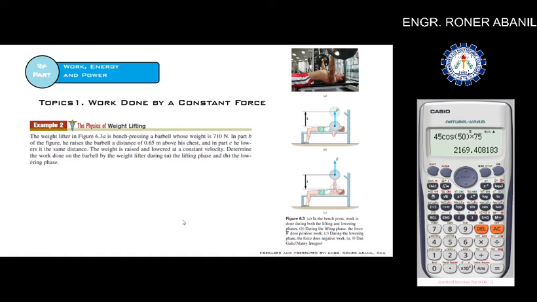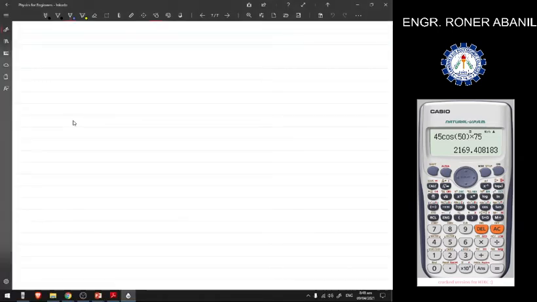So, in part B of the figure, he raised the barbell at a distance of 0.65 meters above the chest. And in part C, he lowers it the same distance. So, the weight is raised and lowered at a constant velocity. So, determine the work done on the barbell by the weightlifter during the lifting phase and the lowering phase. So, paano natin siya i-approach? Okay?